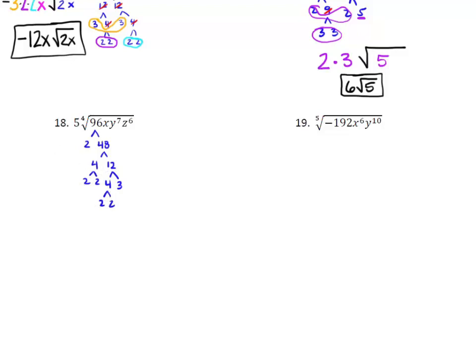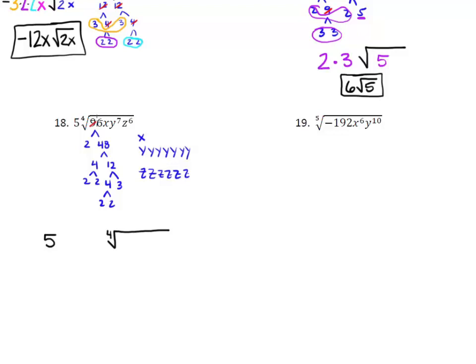Okay, and then what do we got for x? I've got a single x. I got 7 y's, 6 z's. Okay, so I'm going to draw my square. I've already got a 5 outside. I have my radical sign. Let me move it way over here so I have plenty of room. And I have to remember to put the little 4 right there because this is still a fourth root, not a square root. I'm looking for things that appear 4 times.